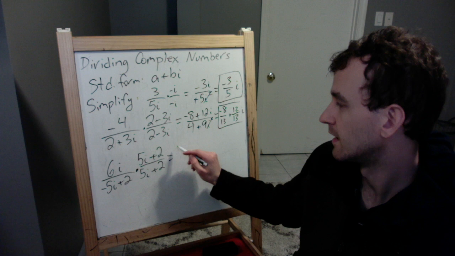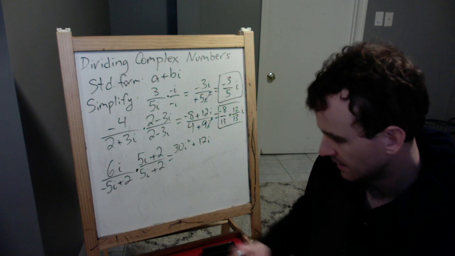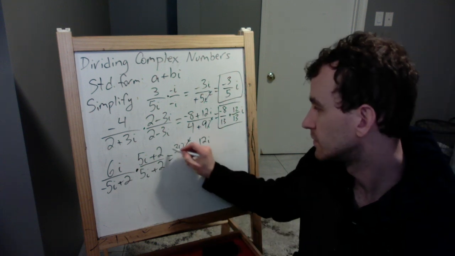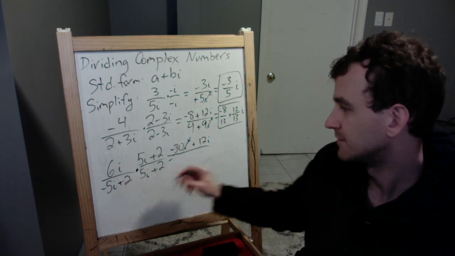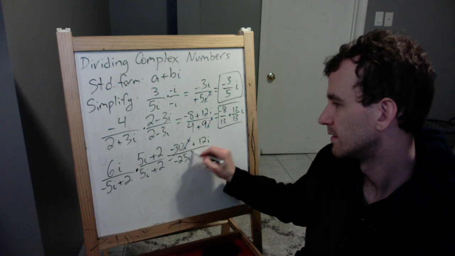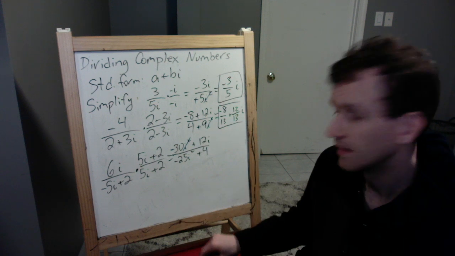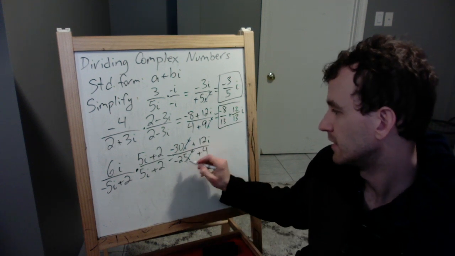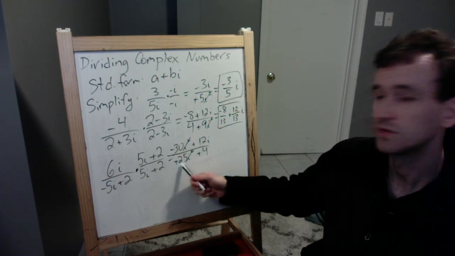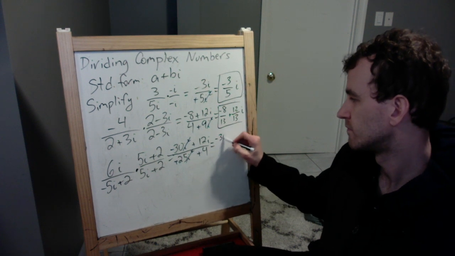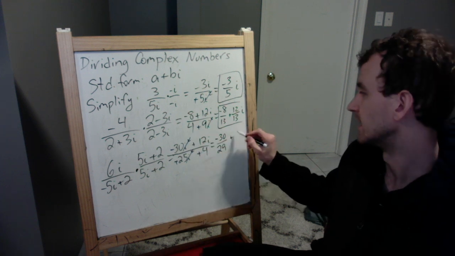It doesn't really matter. And again, in the numerator, you've got the distributive property. We've got 30i squared plus 12i. I squared is negative 1, and in the denominator, we have negative 25i squared minus 10i plus 10i plus 4. And I squared is negative 1. That's positive. So for our real part, we have negative 30 over 29, plus 12 over 29i.